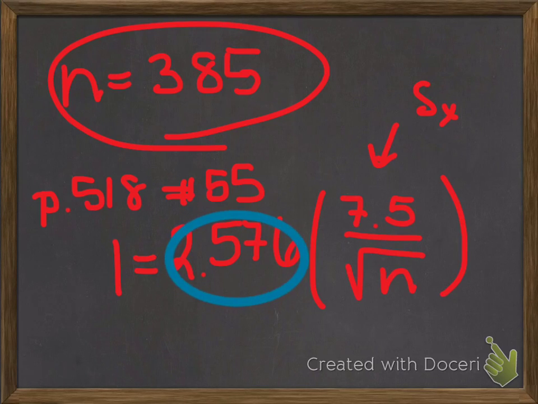Again, we use algebra to solve. Get rid of that 2.576 first by dividing. Again, you could use cross multiplication to get rid of your square root. You square it. Make sure you ask me on Monday if you're struggling with the algebra piece. After that, once you solve for n, you get 373 when you round up.